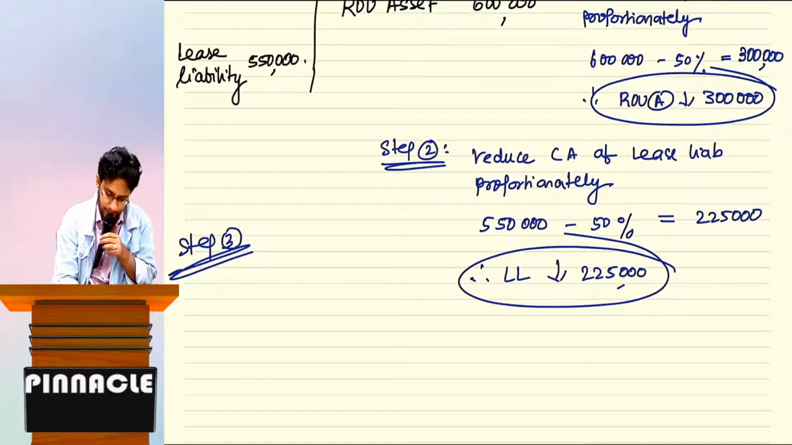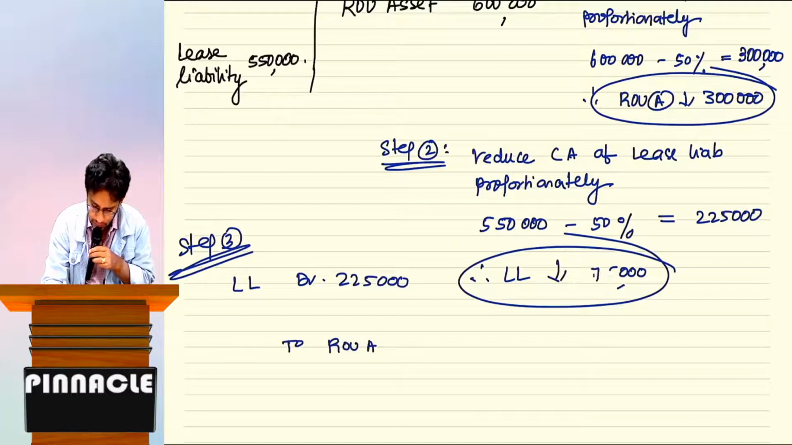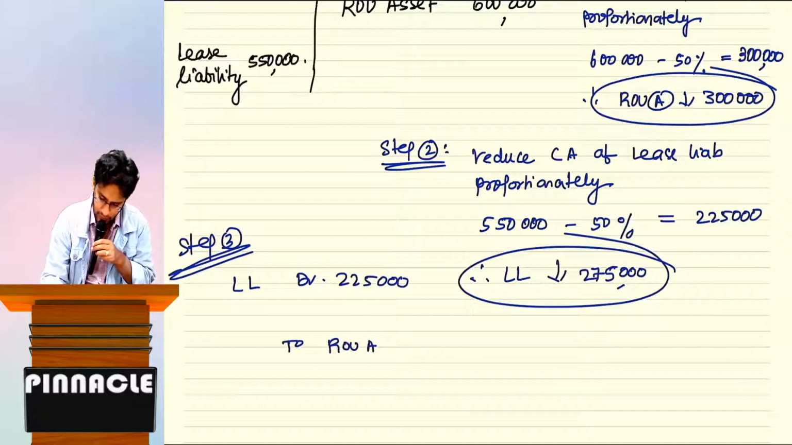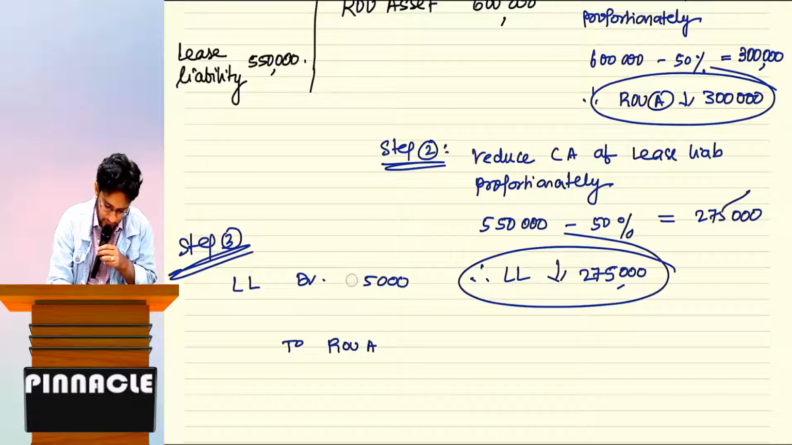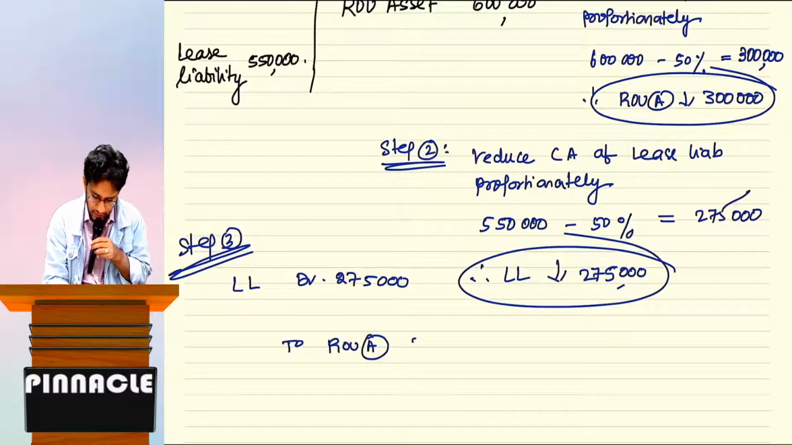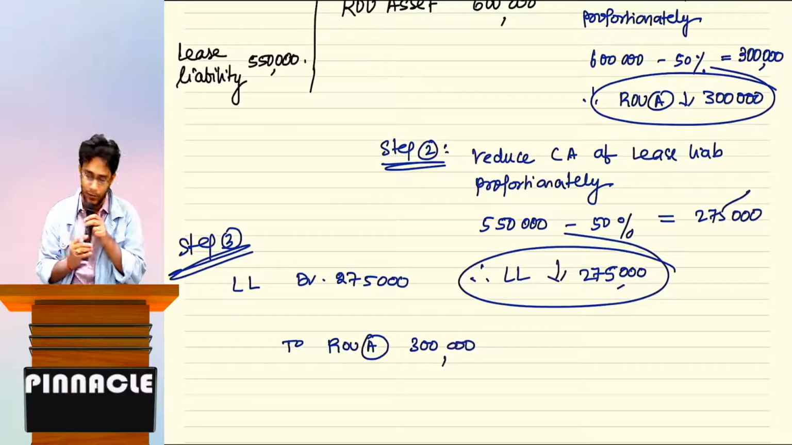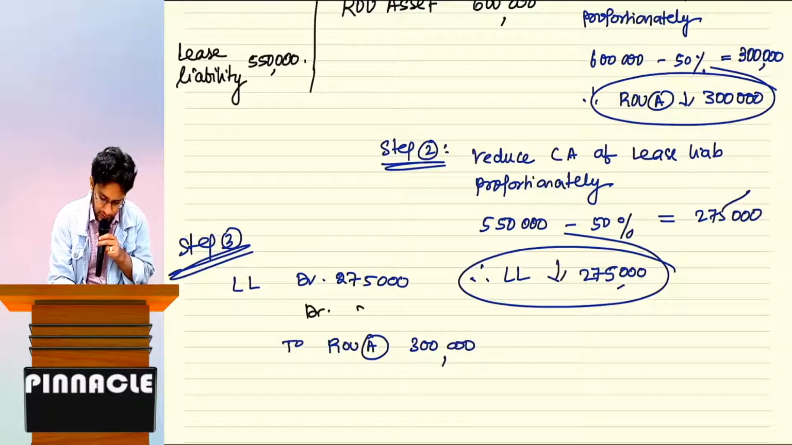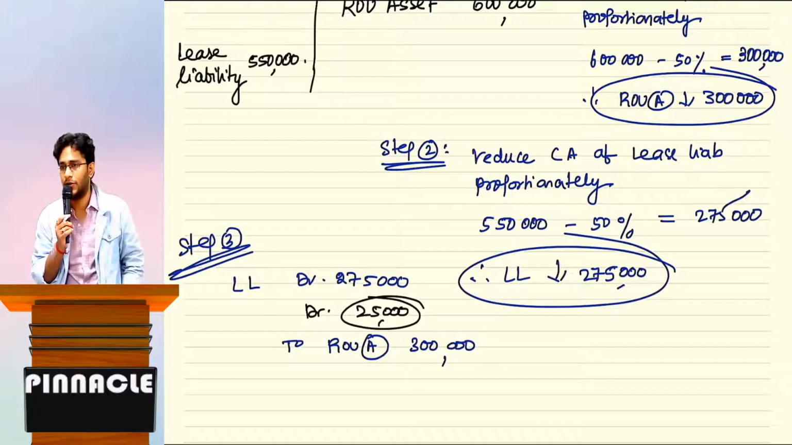Now, step 1 and step 2, whatever is there, based on that, pass the journal entry. What entry will you write? Lease liability account debit 225, or 275 is it? Okay, fine. 275. Lease liability 275, to ROU asset, how much, sir? 3 lakhs. Entry tallying? Not tallying. Gap, how much? 25,000. Guess where will this gap go? PRL, it will go. It's a loss, sir.